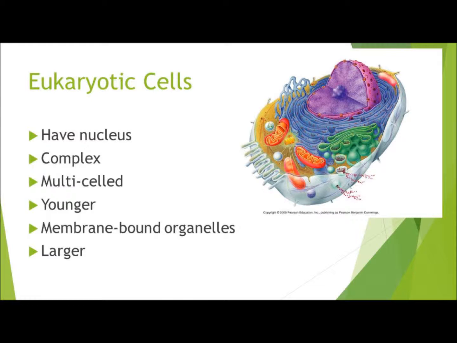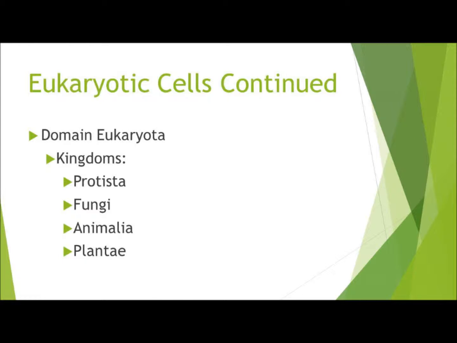Eukaryotic cells have a nucleus. They are also complex, multicellular, younger, they have membrane-bound organelles, and they are much larger. Eukaryotes consist of the domain Eukaryota, which also consists of four kingdoms: Protista, fungi, animalia, and plantae.